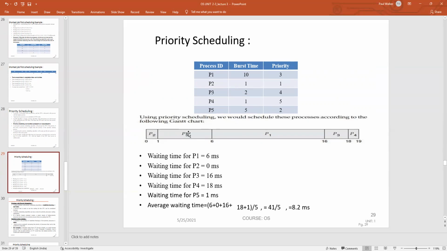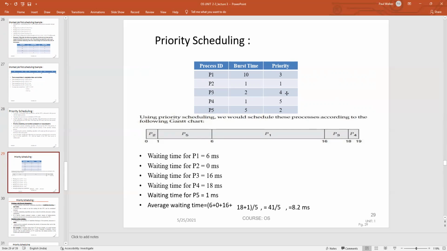So we are adding the process P5 here. 5 plus 1, the value is 6 here. After the 2, the highest priority is 3, that is for the process P1. Here, the value is 10. So 10 plus 6, the value is 16 here.